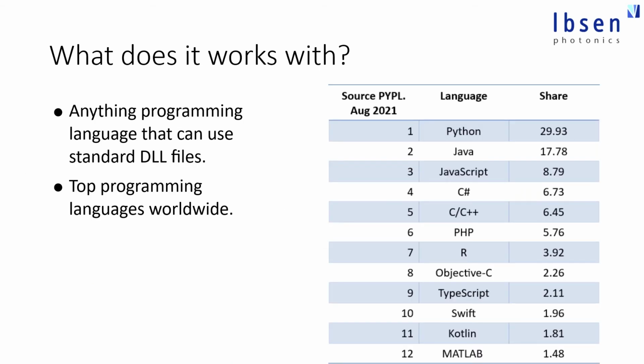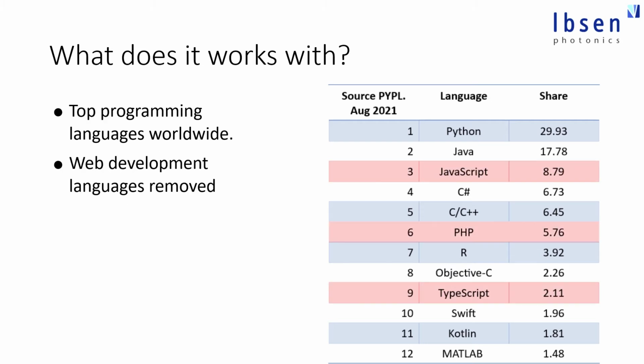So what exactly does this package work with? Well, it should work with any programming language that can use a standard DLL file. Looking at a list of the most used programming languages worldwide, we have Python right at the top, followed by Java, JavaScript, C#, the C++ languages, PHP, and so on down the line. And the share here is representing the percentage of code being written in this language.